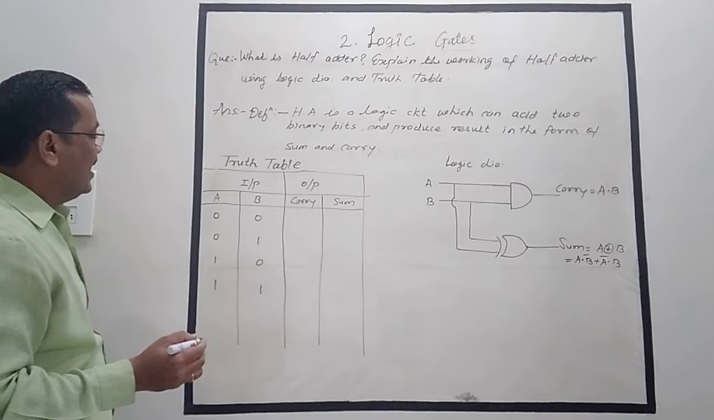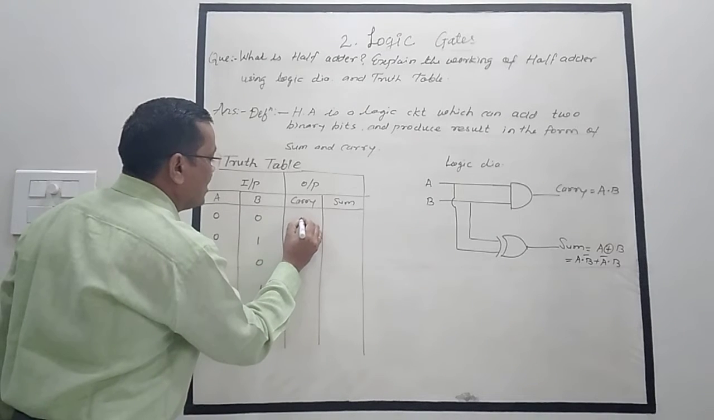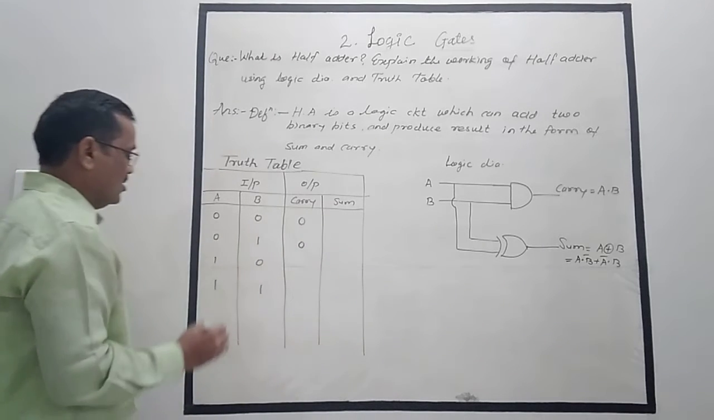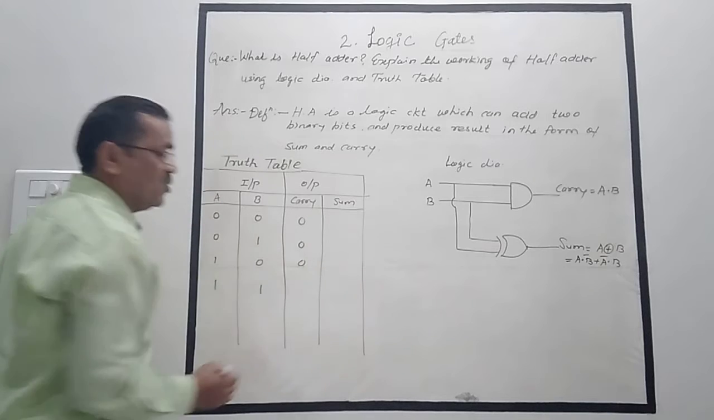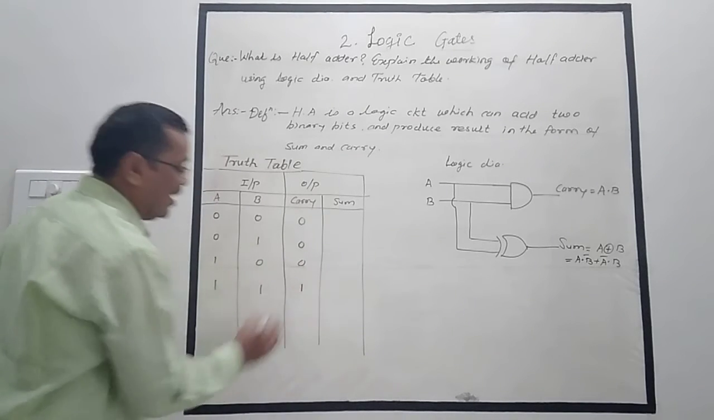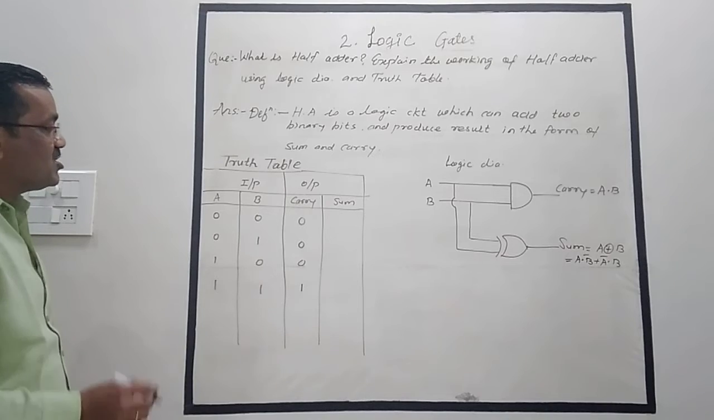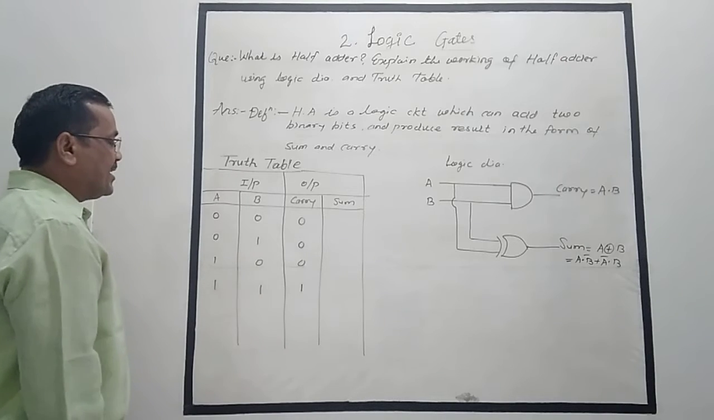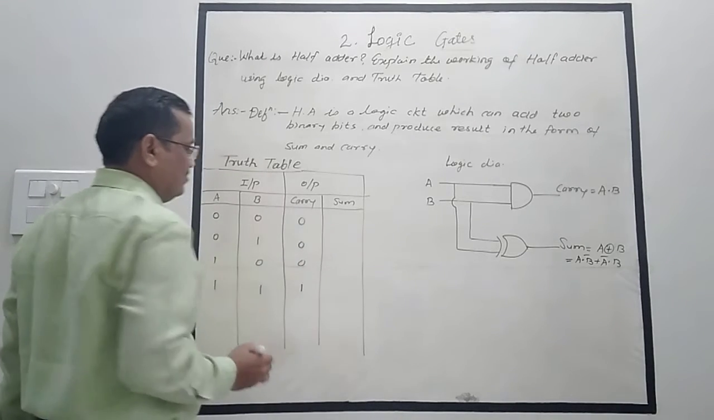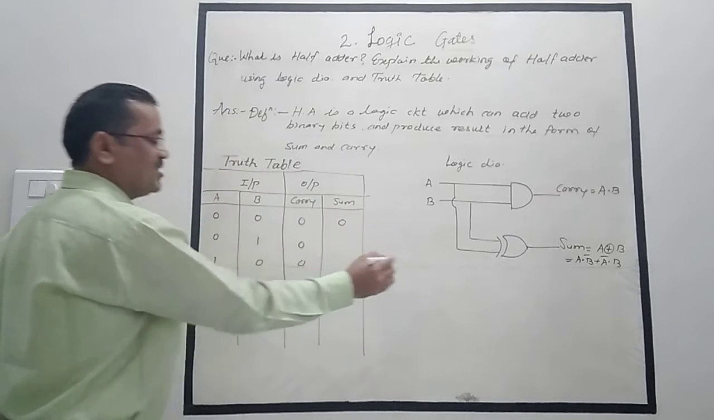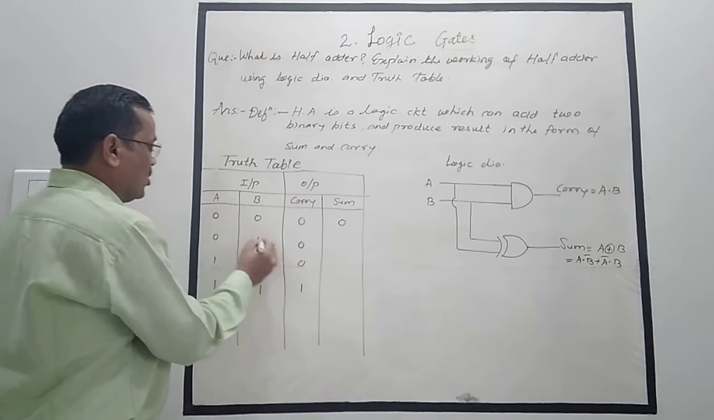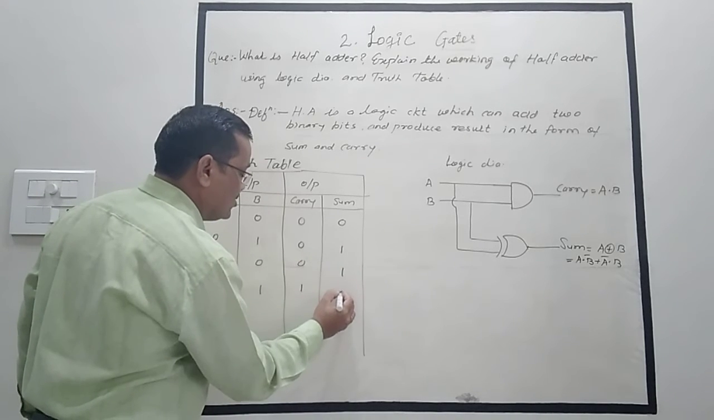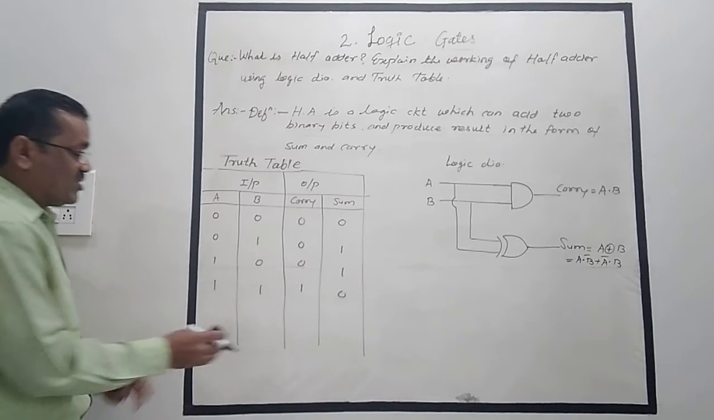Now, if you observe the equation for carry, A dot B: 0 dot 0 is 0, 0 dot 1 is 0, 1 dot 0 is 0, 1 dot 1 is equal to 1. Sum is A XOR B: 0 0 gives 0. How is it? We will discuss later on. 0 1 gives 1, 1 0 gives 1, 1 1 gives 0. This is the XOR gate output.